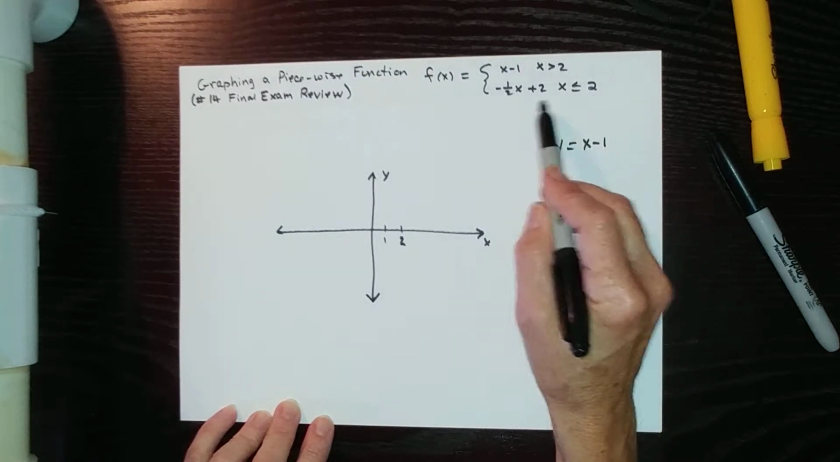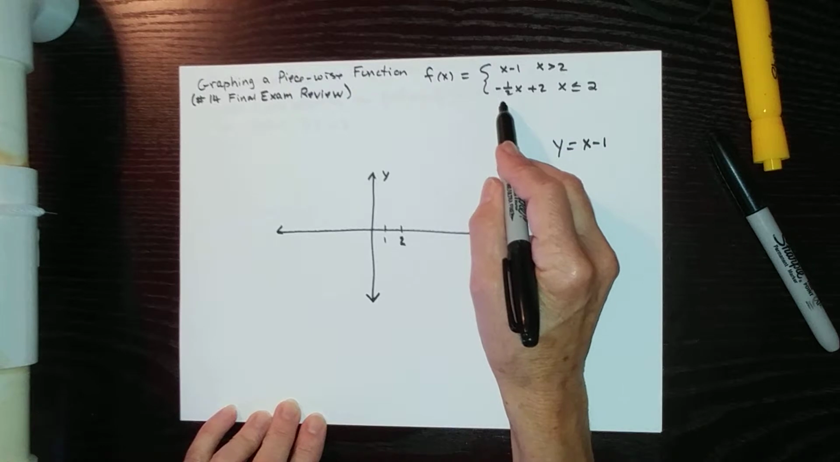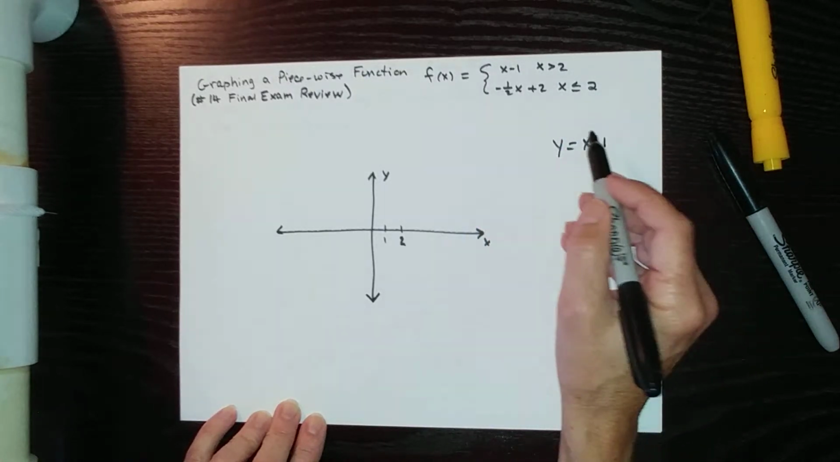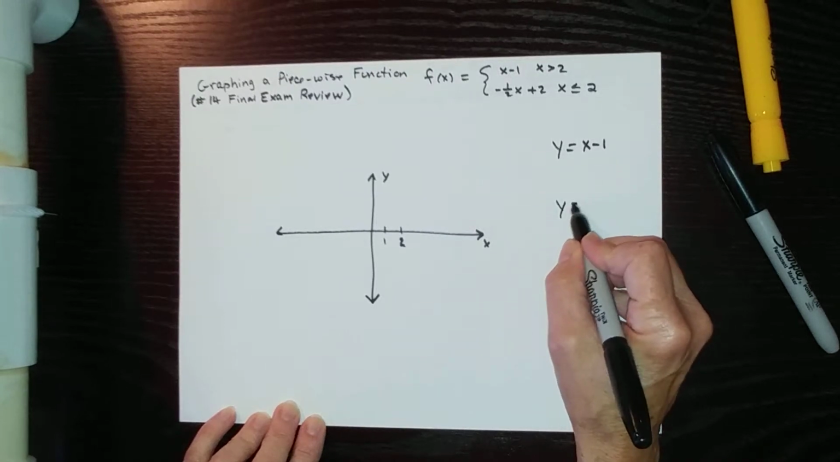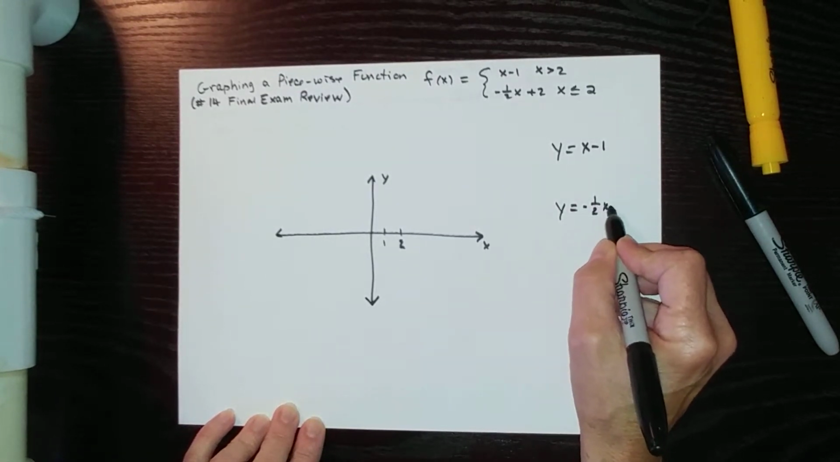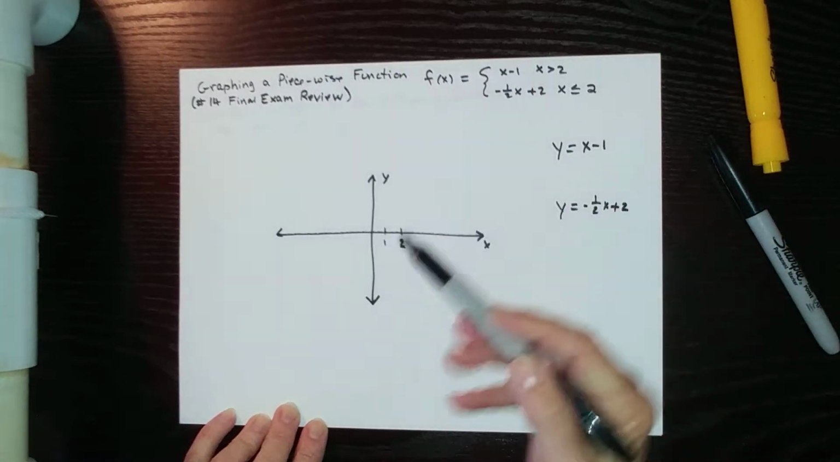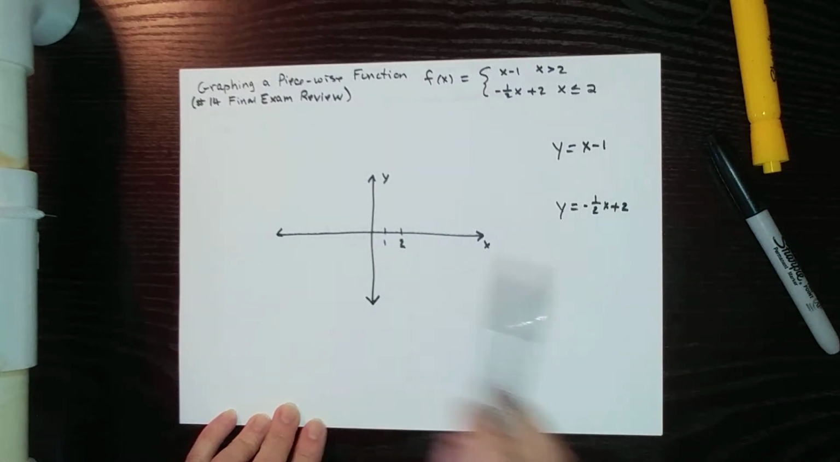And then this other piece down here, negative 1/2 x plus 2, is also a linear function. So y equals negative 1/2 x plus 2, and this is defined for values of x that are to the left, on this side of x equals 2.